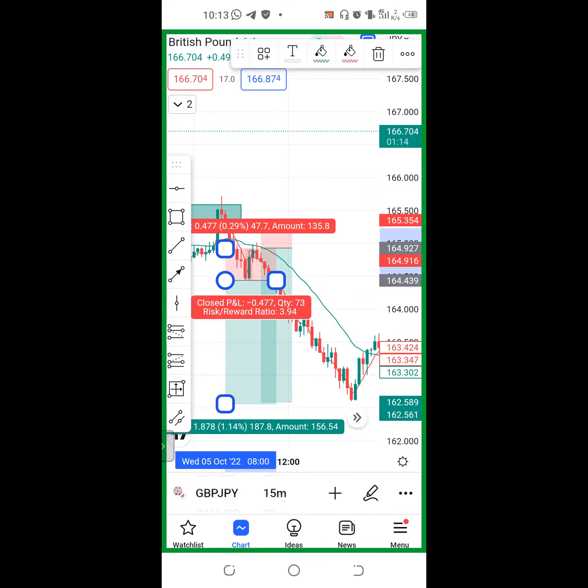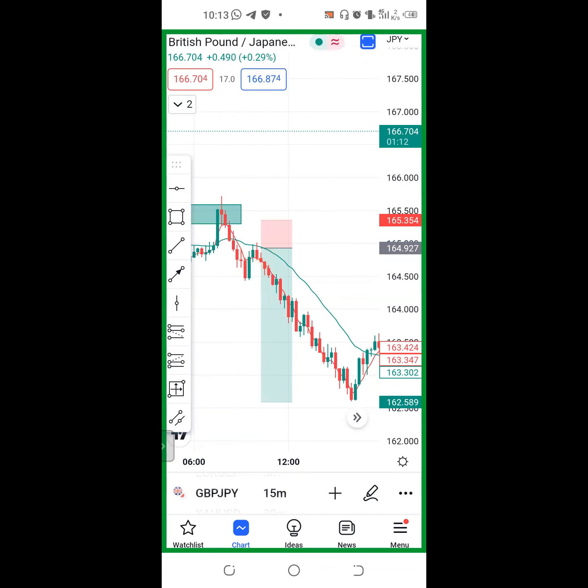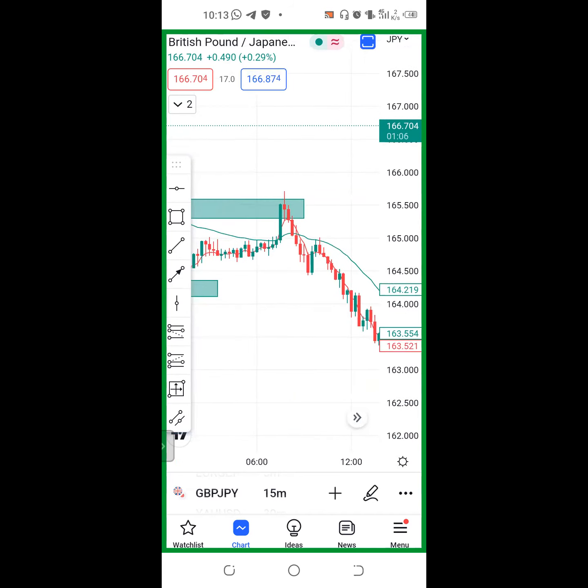Anyway, guys, what is the point of all of this? The point of all of this is if you take your trade using this confluence of what? Key levels, candle pattern, and then what else again?